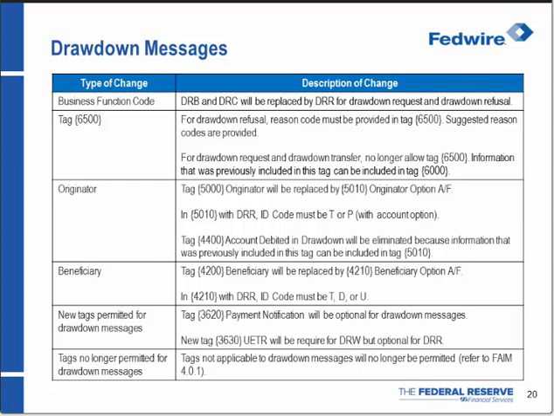Tag 3620, the payment notification, will be optional for all drawdown messages. And new tag 3630, the UETR reference tag, will be required for the DRW, but not optional for a DRR message.